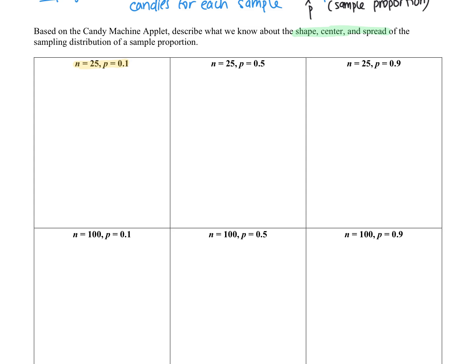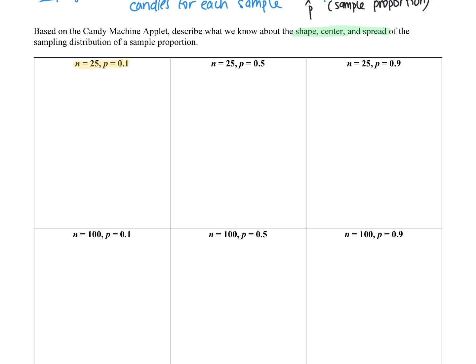More symmetric? Okay. When we went from n equals 25 to n equals 100, did that affect the center? Shouldn't have. Should have been around 0.1. Did it affect the spread? Guys, come on, give me something. When we went from the top row to the bottom row, did it affect the spread? Yes, how so? Smaller. What happened to the shape? Should have been skewed here, but then maybe more symmetric here.